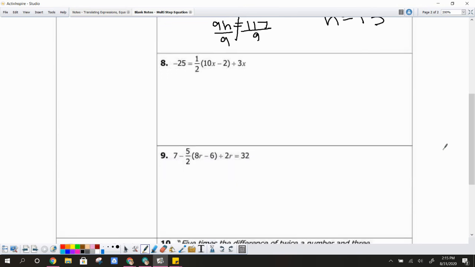All right, so for number 8, we have a fraction this time, but that's okay. We've worked with fractions before. What we're going to do is start by distributing that fraction to both parts. Remember, when you are multiplying with a fraction, you take the tops, multiply those together, take the bottoms, multiply those together. When you have a number like 10, that's the same thing as saying 10 over 1. So we're taking 1/2 times 10 over 1 to get 10 divided by 2, which is 5. And then 1/2 of -2 is -1.